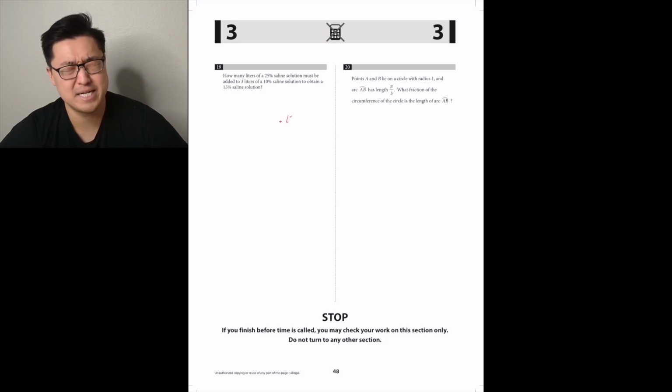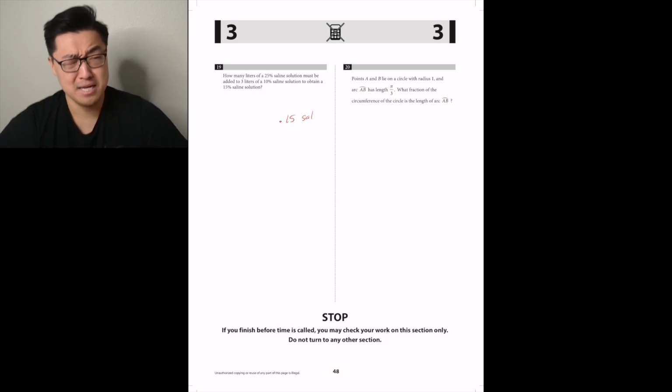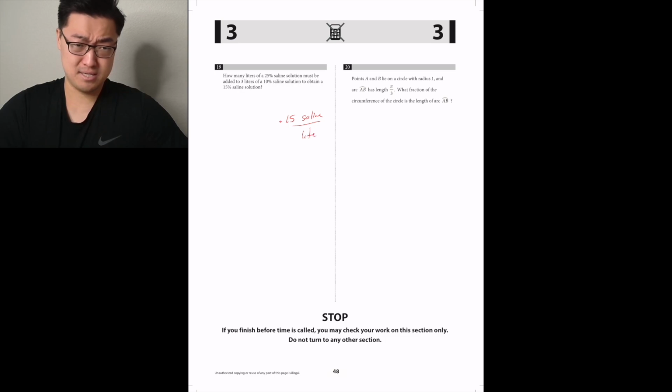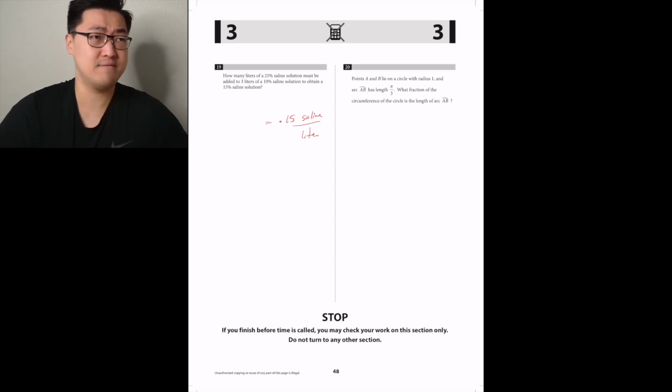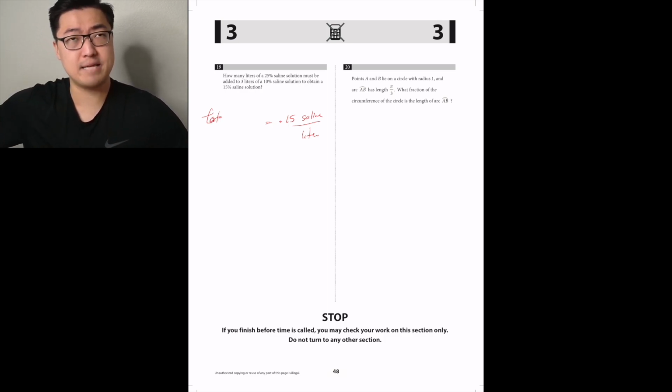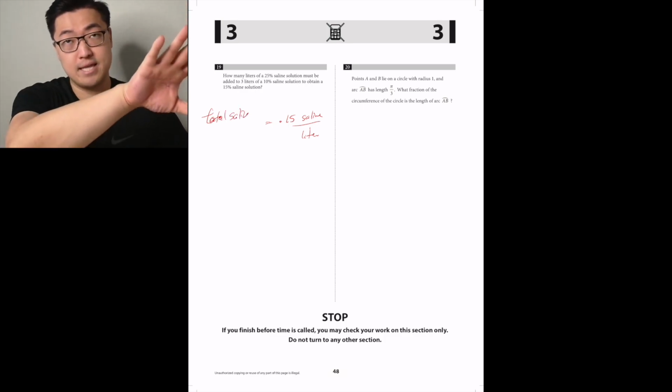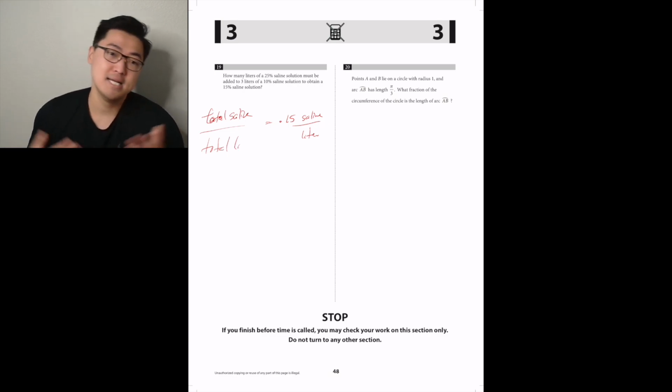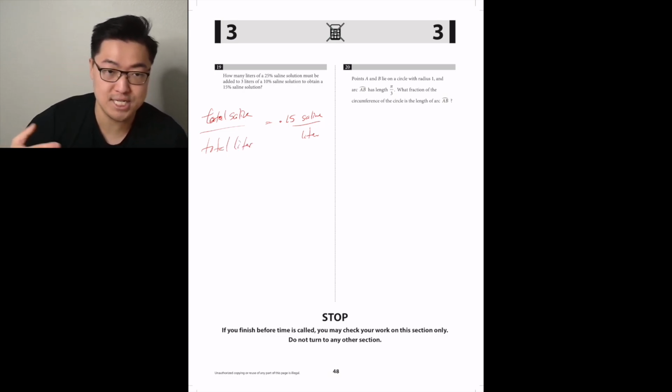How many liters of a 25% solution must be added to 3 liters of a 10% solution to obtain, oh my goodness, we were making such good speed. How many liters? So we need to set up an average of 0.15 saline per liter on the right of this equation. That will tell us we need the total of saline over the total of liters on the left-hand side. Let's go about trying to construct that equation.